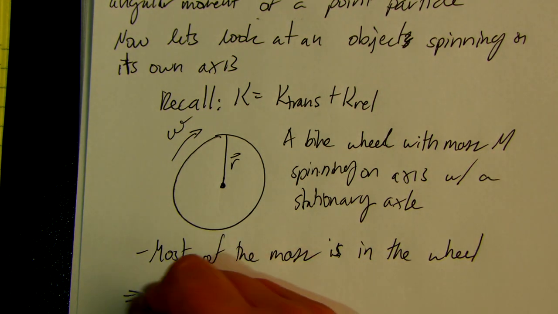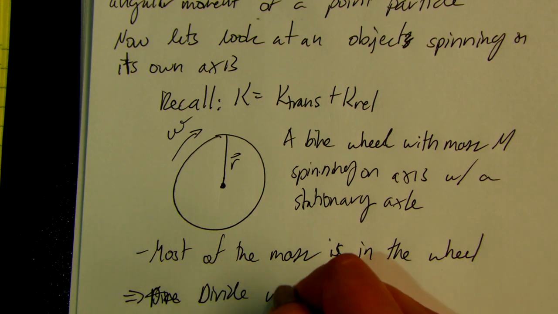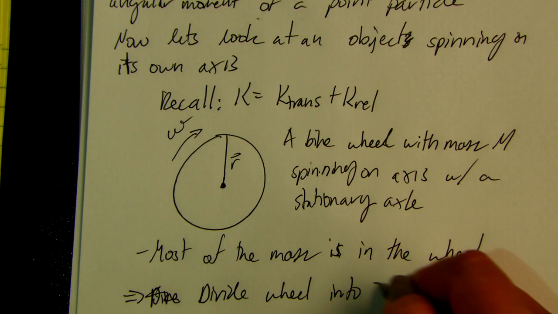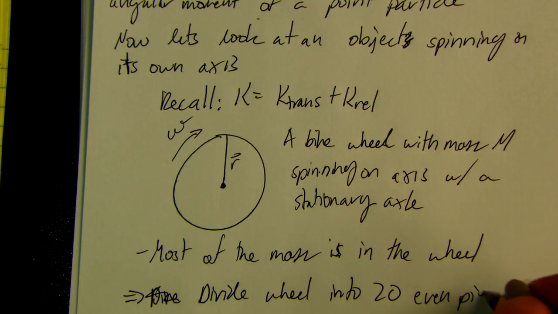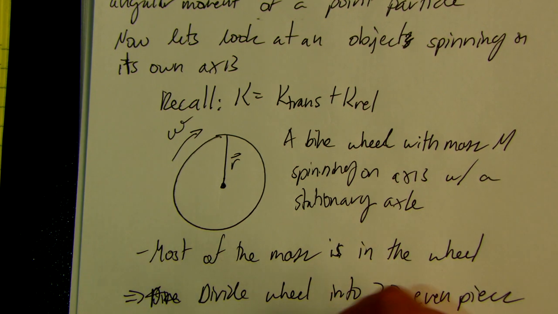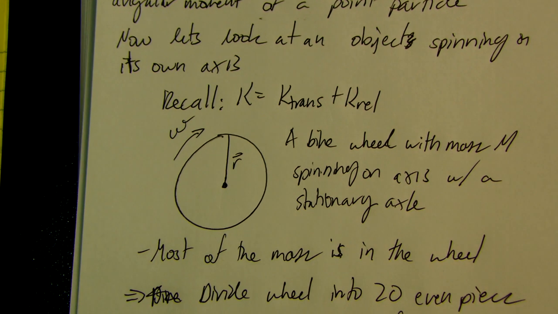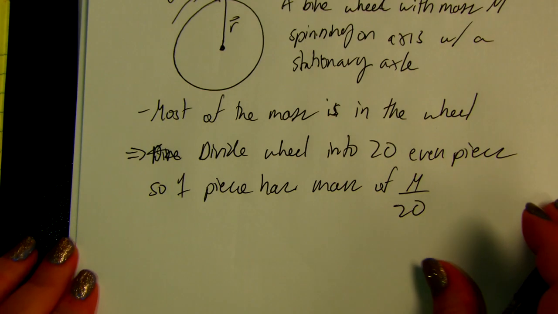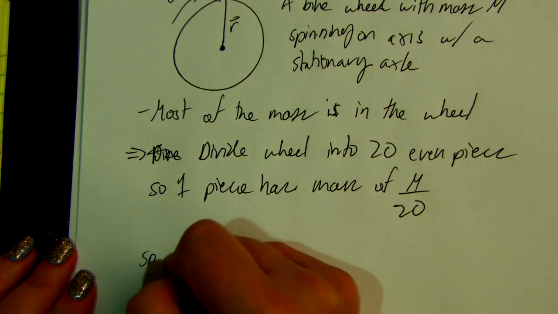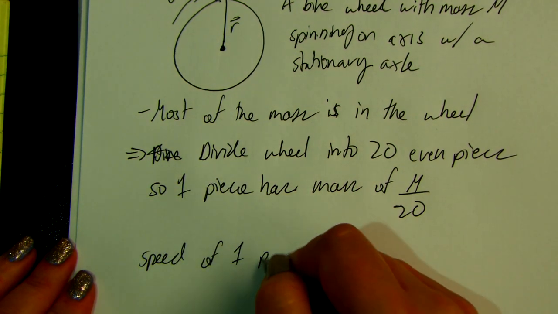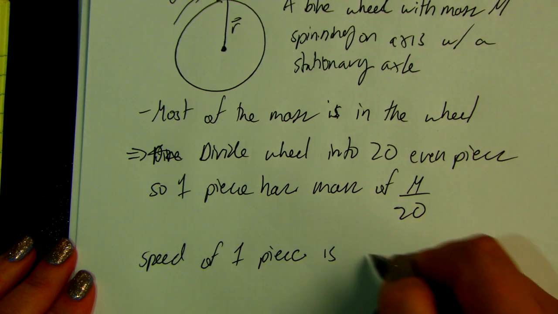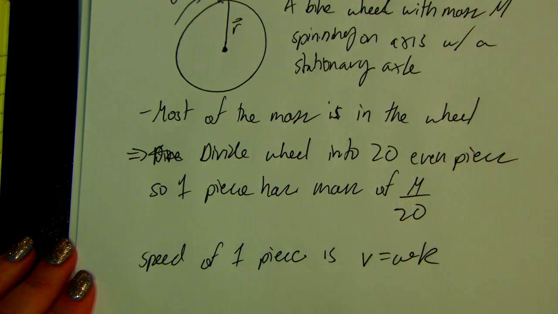So we're going to divide this into 20 even pieces. So one piece has a mass of m/20. And each piece has a speed, so the speed of one piece is v equals omega r.